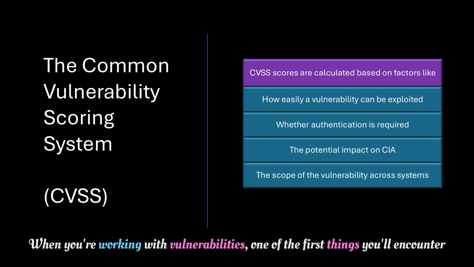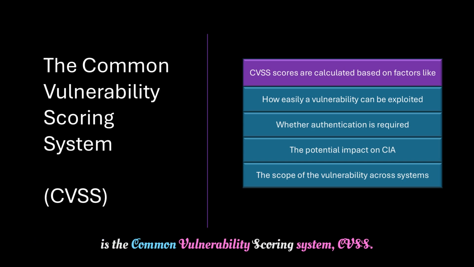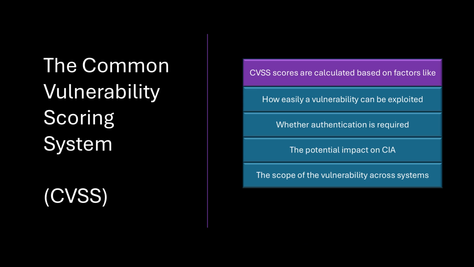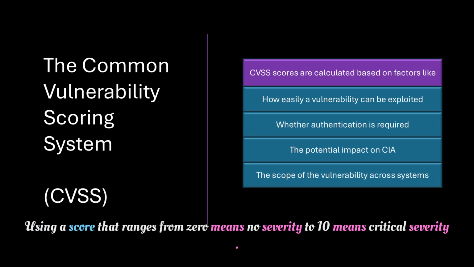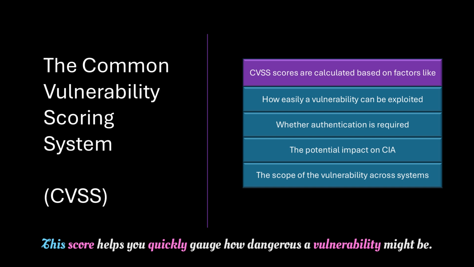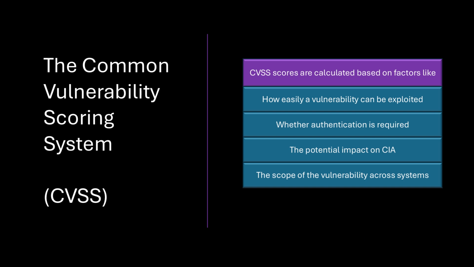When you're working with vulnerabilities, one of the first things you'll encounter is the Common Vulnerability Scoring System, CVSS. It gives you a standardized way to assess the severity of a vulnerability, using a score that ranges from 0, meaning no severity, to 10, meaning critical severity. This score helps you quickly gauge how dangerous a vulnerability might be.